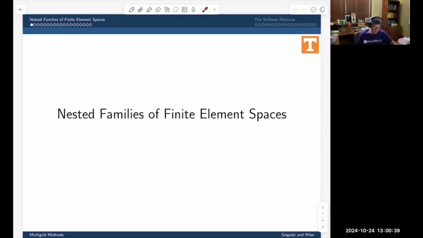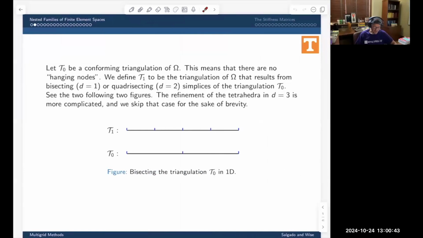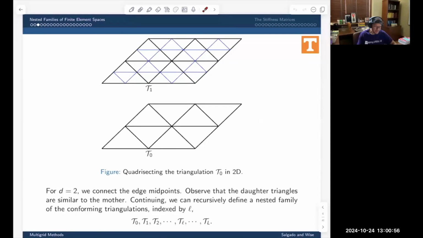Last time we were talking about these nested families of finite element spaces. We started by creating what are called triangulations, sort of a base or primordial triangulation, and then refining these triangulations through bisection or quadrisection in the case of 2D. Basically, I think the thing that you can keep in your mind is this example here. We just keep creating finer and finer levels of this mesh as we go up.